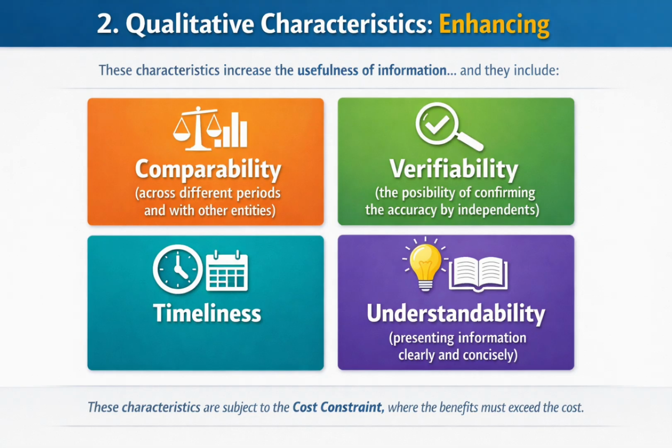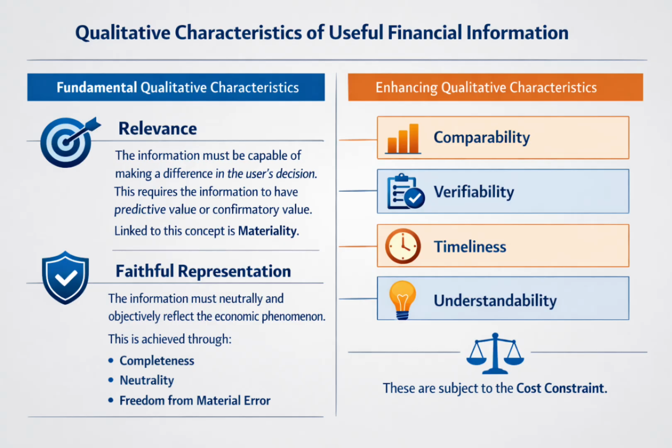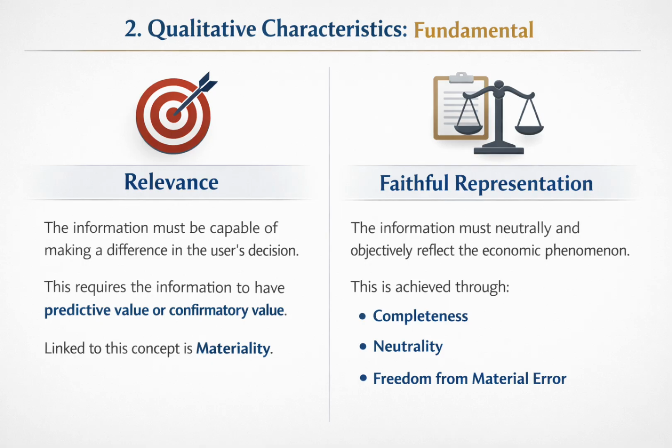2. Qualitative characteristics of useful financial information. These are the attributes that financial information must possess to be useful in decision-making. They are divided into two groups. Fundamental qualitative characteristics. Relevance. The information must be capable of making a difference in the user's decision. This requires the information to have predictive value or confirmatory value. Linked to this concept is materiality, meaning that omitting or misstating the information could influence the user's decision.